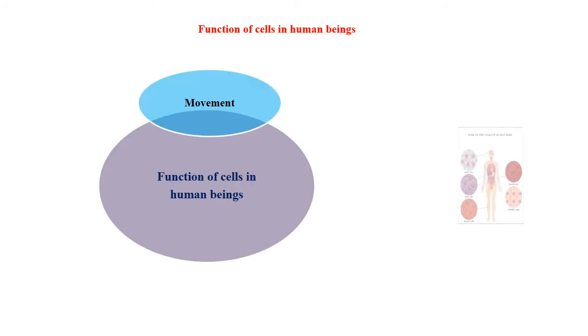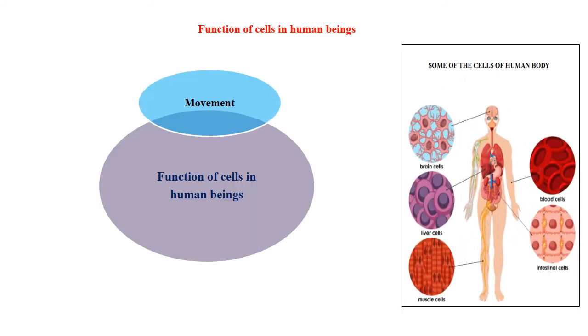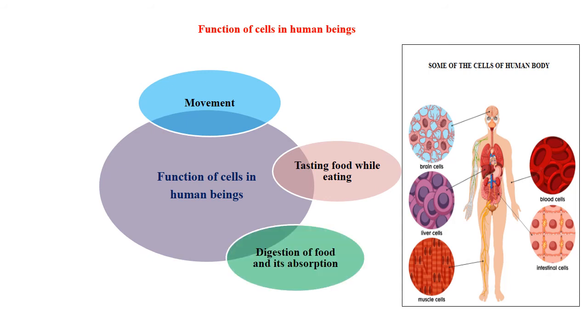Functions of cells in human beings. Movement. The movement of limbs or the body as a whole, that is locomotion, is the result of the contraction of muscle cells. Tasting food while eating. Taste of any food that you have is the result of taste cells, sensory cells of your tongue. Digestion of food and its absorption. The enzymes produced by cells of digestive glands digest food and intestinal cells absorb it.